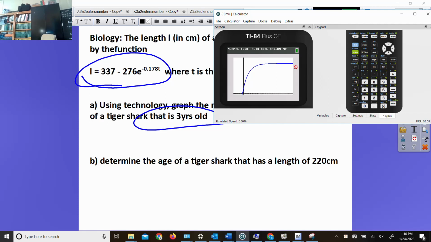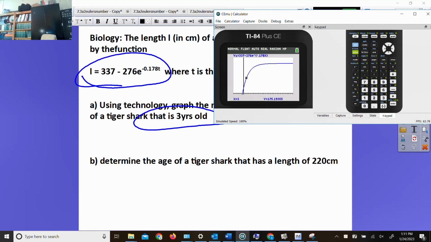Now, the goal here is to figure out how long the tiger shark is at 3 years of age, which means we want X to be what? 3. We're actually not going to switch out and plug in a 3. Hit second trace. And what's the first thing that's highlighted? Value. That's what you want to use. What do you want X to be? 3. This might be quicker in some cases than using the storage feature. You're not supposed to plug things in. You just look at the graph and use that value function.